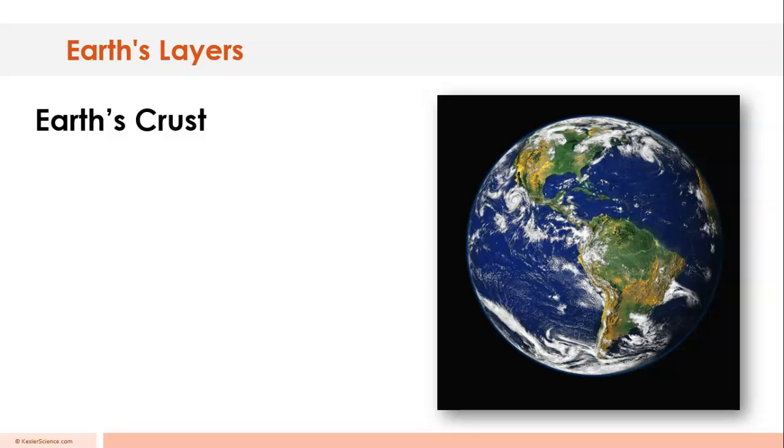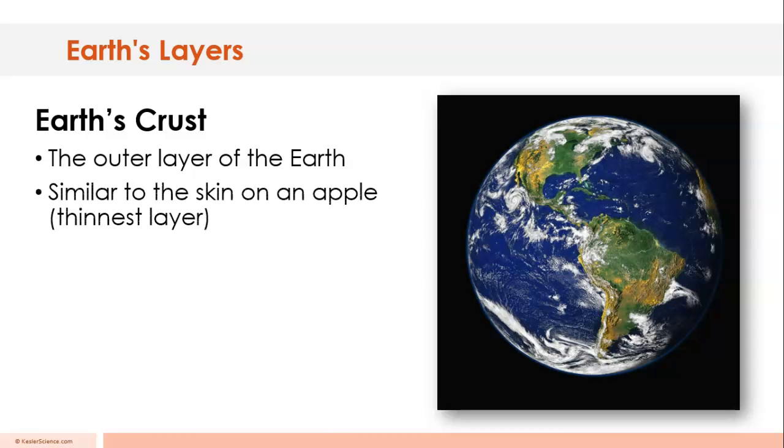All right, we're going to start with the crust, which is the outermost layer. It's the layer we're probably most familiar with because it's the one that, when we walk outside, we stand on. It's the one our houses are built on. It's the one our buildings sit on, our cars drive on. So it is the outermost layer of the earth.